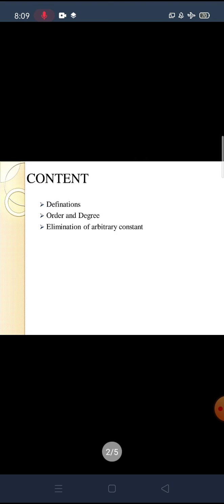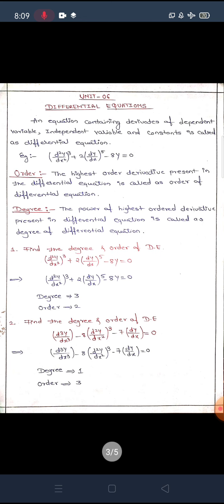In this chapter, we are going to study definitions, order and degree, and how to eliminate the arbitrary constant from a differential equation. Okay, so what is the definition of a differential equation? An equation containing derivatives of dependent variable, independent variable and constant is called a differential equation.